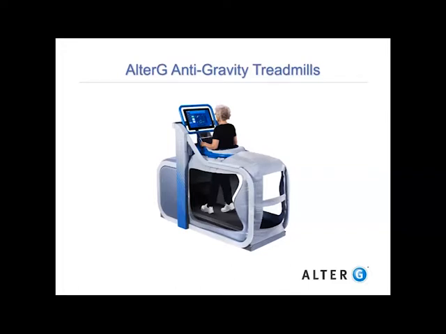At AlterG, all we've done is taken that theory of body weight support, unweighting, progressive loading, whatever you want to call it, and we're using differential air pressure technology. So instead of using a harness, instead of using a pool, all these ways that you can provide body weight support, we're using air pressure in our treadmills.